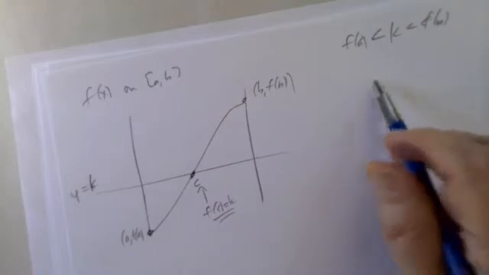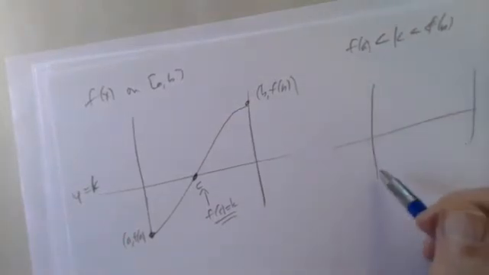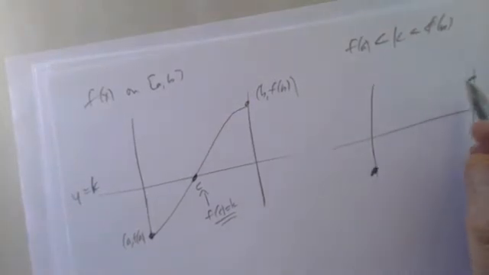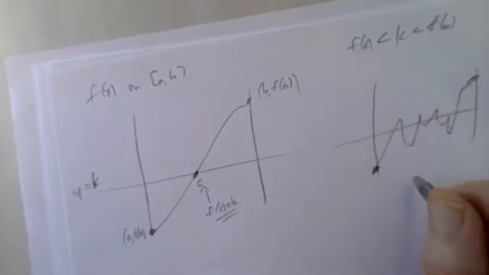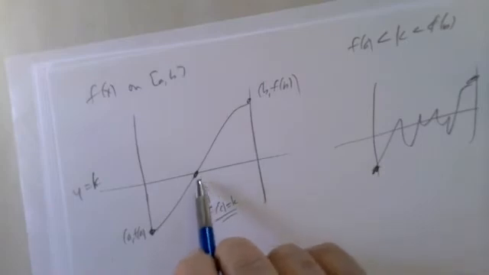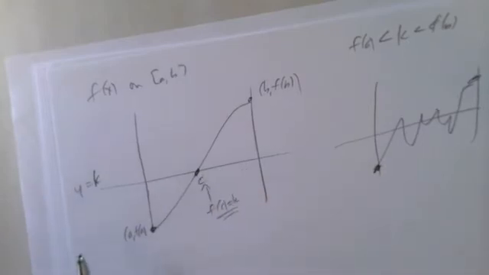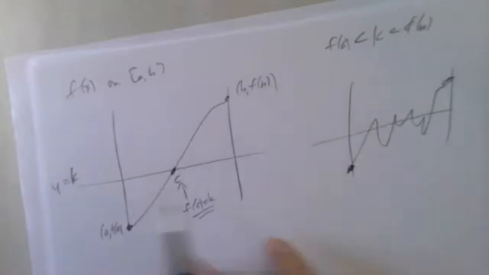Right? I mean, if you're going from here to here, you might cross the line at a lot of points. The intermediate value theorem says there's always at least one. That's the intermediate value theorem. There's no way, if you're continuous, that you can jump across the line.